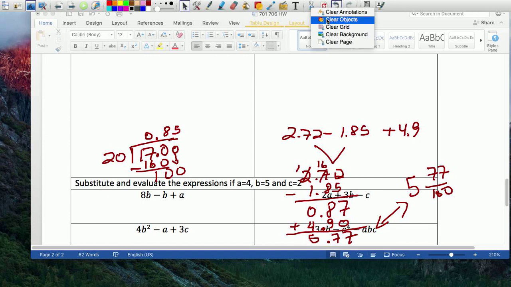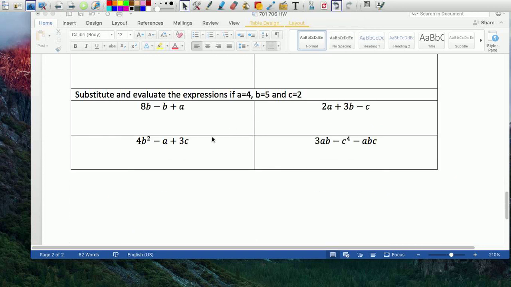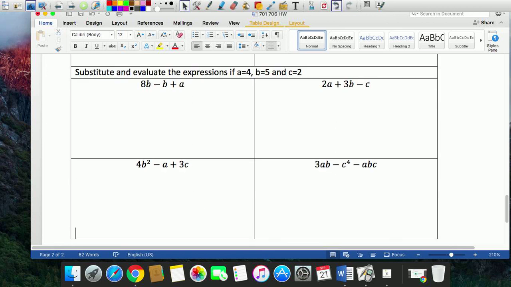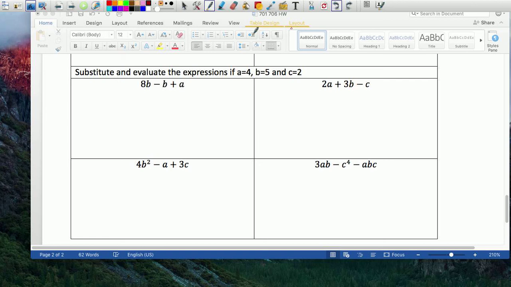So now we have this, and I think this was the part that was requested. So the first thing we do is substitute. Replace the letters with the numbers. So just make sure that when we replace it, it's 8 times, put a little dot there, times b, which is 5, minus b, which is 5 again, plus a. All I did was replace the letters with some numbers.